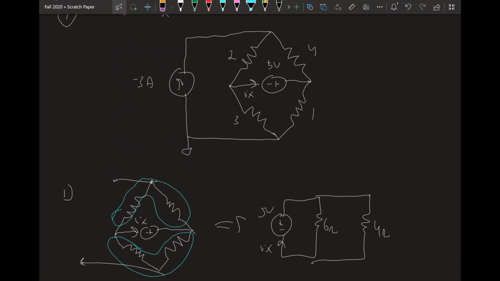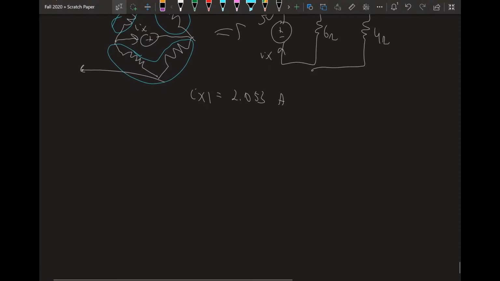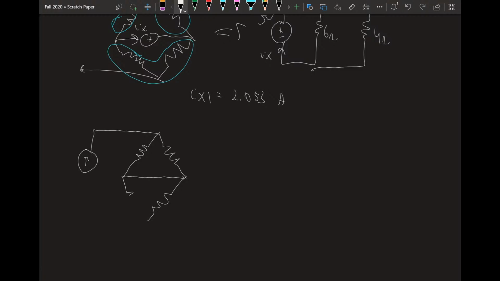So let's deactivate the voltage source and activate the current source. The current source goes up here. This is active. The voltage source turns into a short when you deactivate it. And here is Ix, we'll call it Ix2. This is slightly trickier to figure out what to do with.